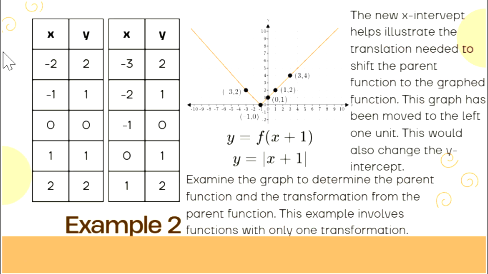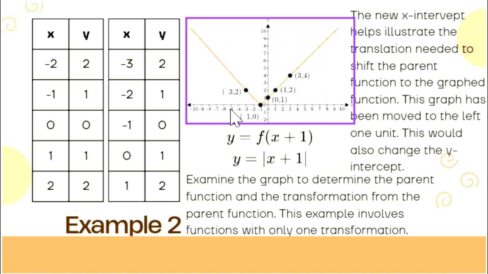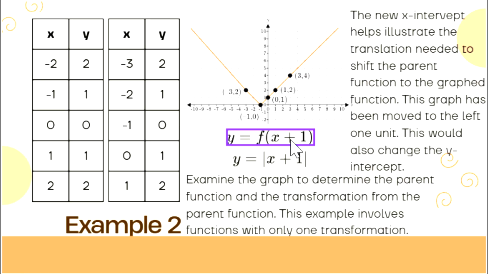Therefore, the new x-intercept helps illustrate the translation needed to shift the parent function to the graphed function. This graph has been moved to the left 1 unit. Now remember, when we're doing horizontal, it's the x-axis, it has to be contrary. So even though we're going to negative 1, we write it as a positive 1. It has to be the opposite. The graph has been moved to the left 1 unit.